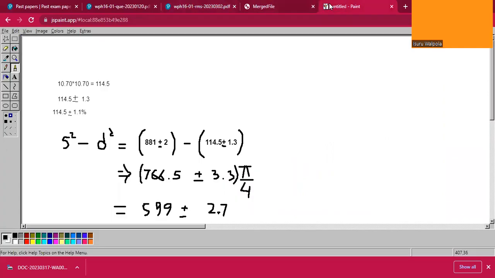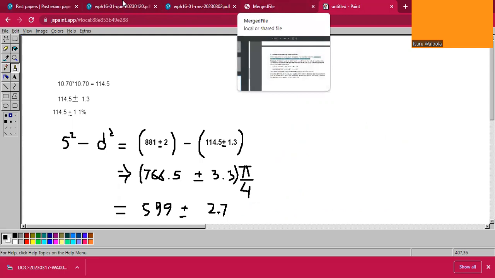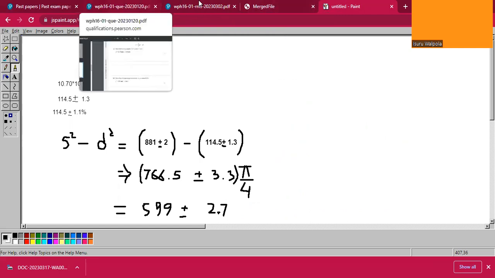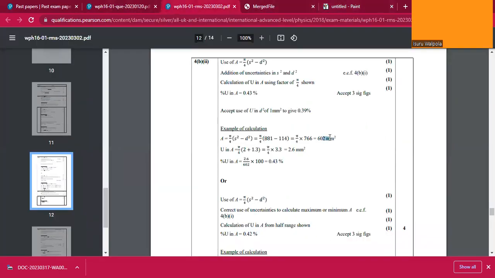Wait. Oh, you know what? I'm still getting 599 because I'm not using the full value of pi. I'm using my phone. If you use your calculator, you will get what they're talking about, the 602.